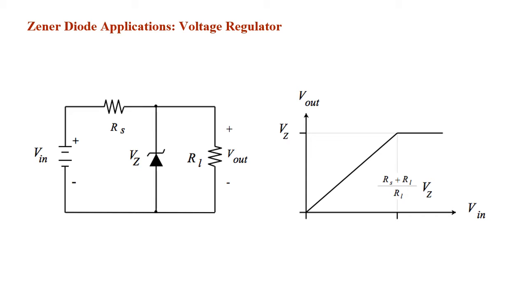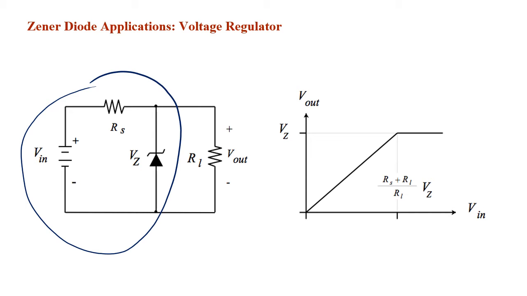One basic application for a Zener diode is voltage regulators. On the left-hand side, you see the basic circuit for a voltage regulator circuit. RL is the load resistor. So the actual voltage regulator circuit stops here.